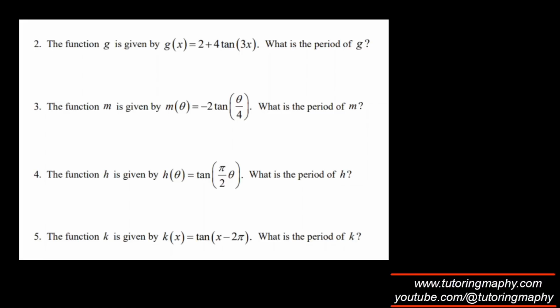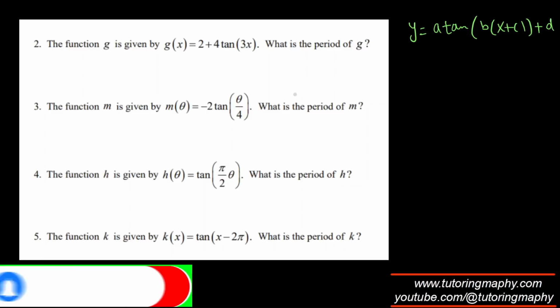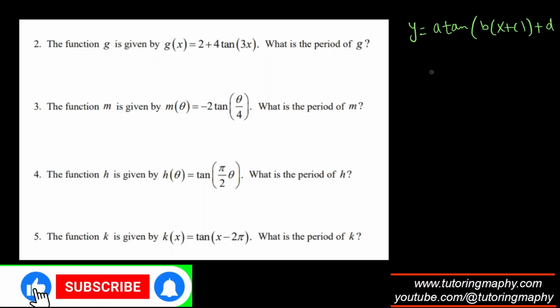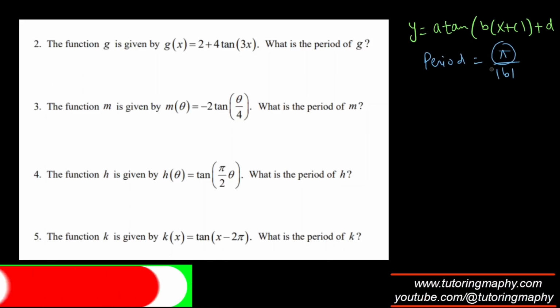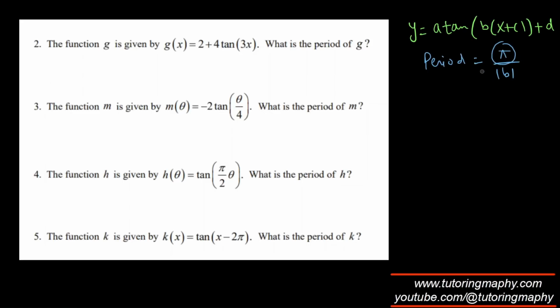In all these cases, you just have to remember a formula, and I can generalize that formula for you. If I have y is equal to a tan(bx plus c) plus d, this is a generalized transformed function of tangent, then its period is given by pi over absolute value b. Mind it, it's pi, not 2 pi. In sinusoidal curves, it was 2 pi. Here, it is just pi.